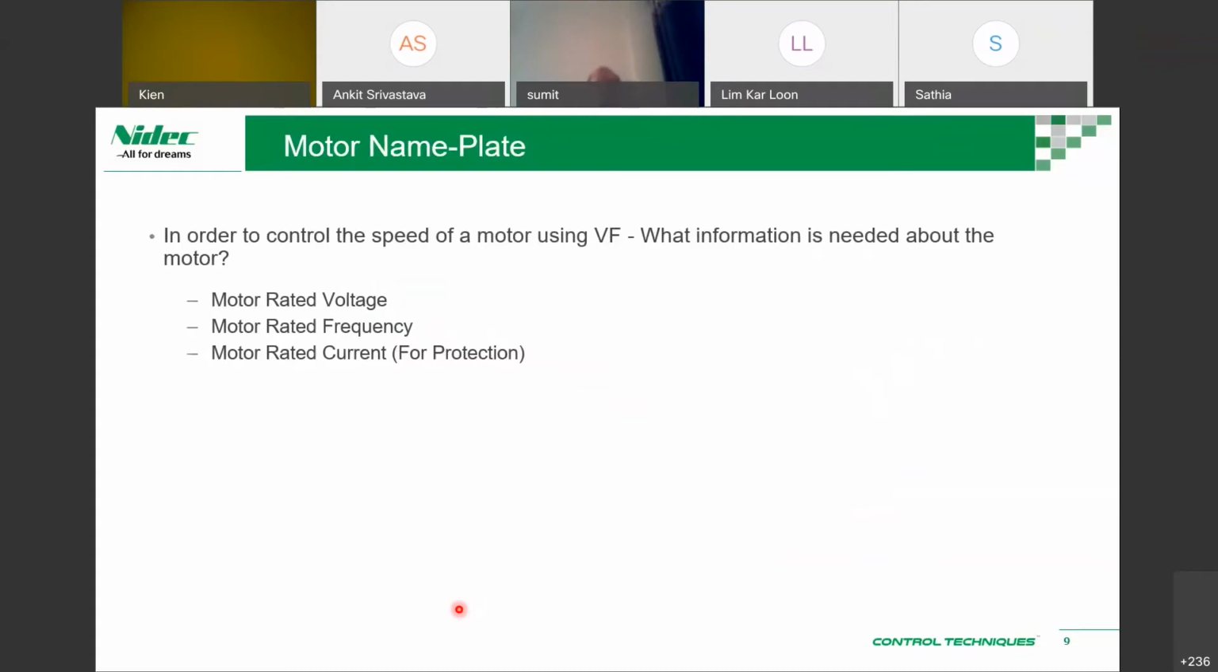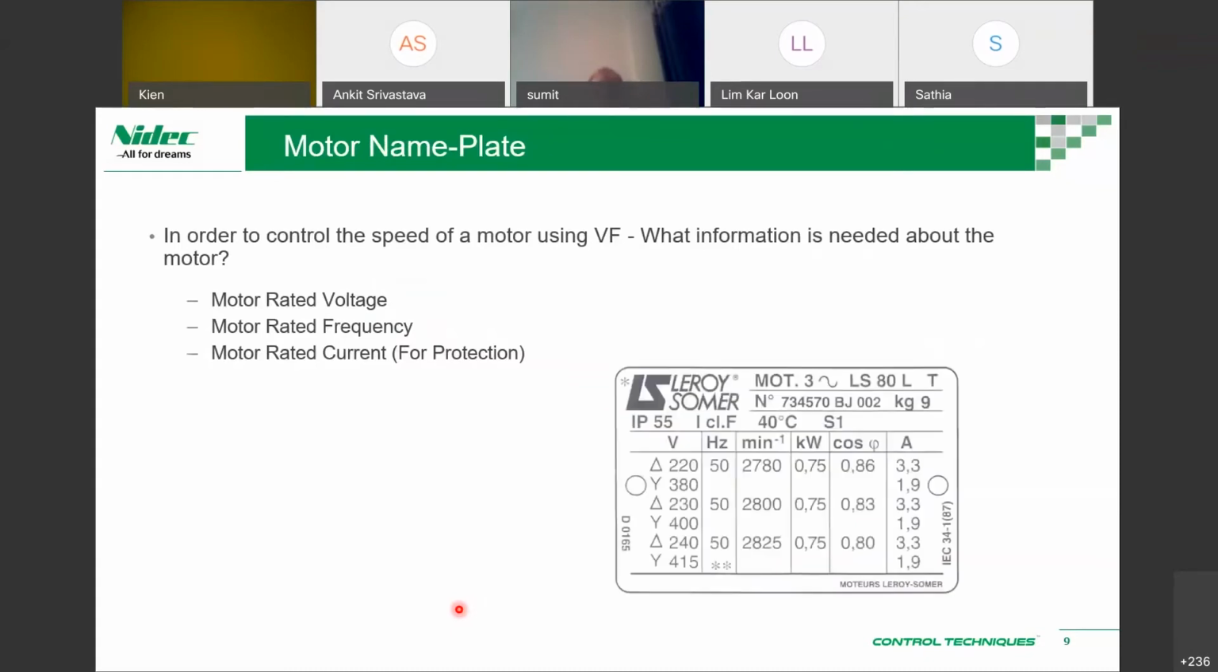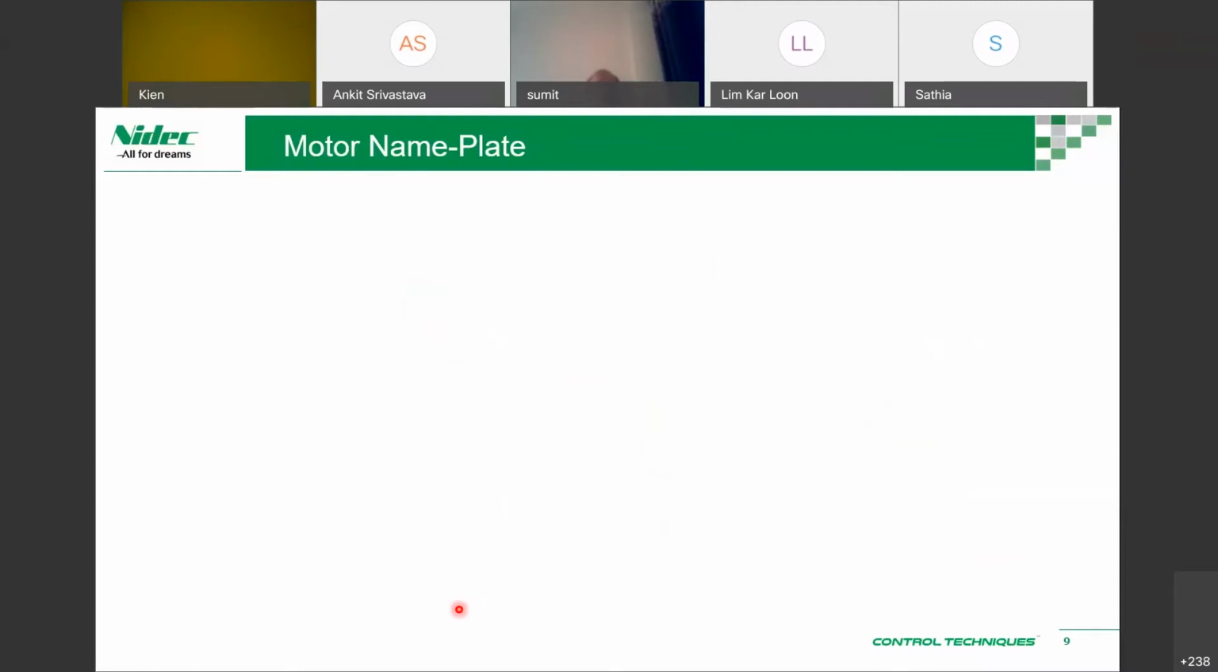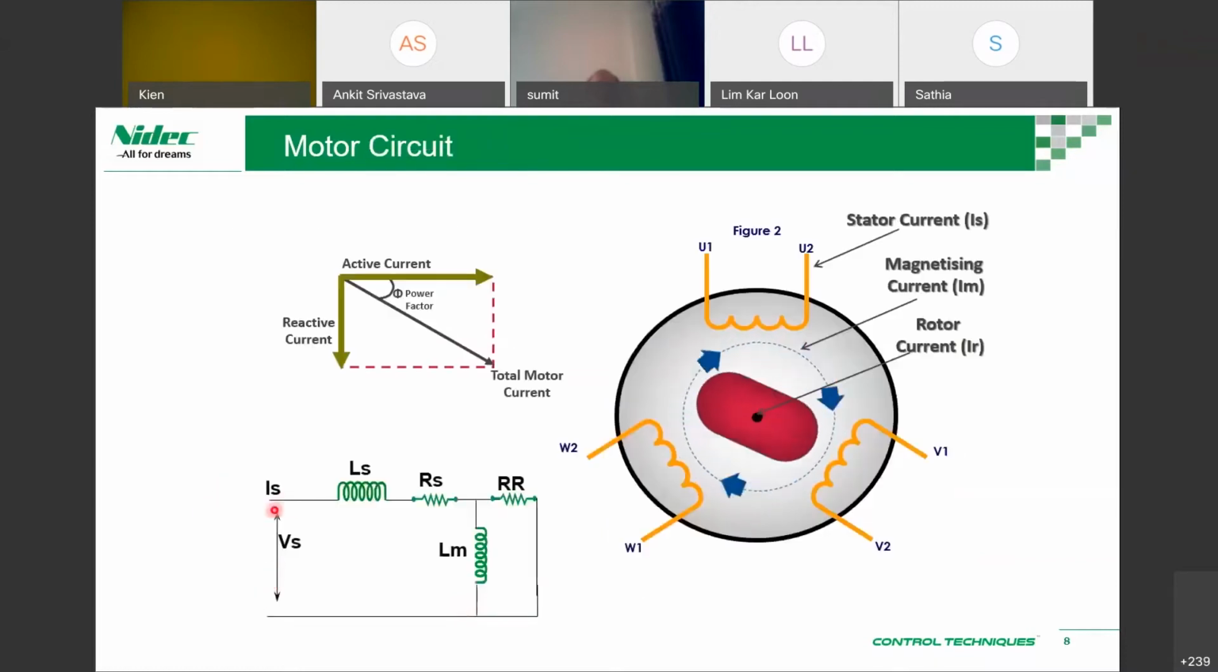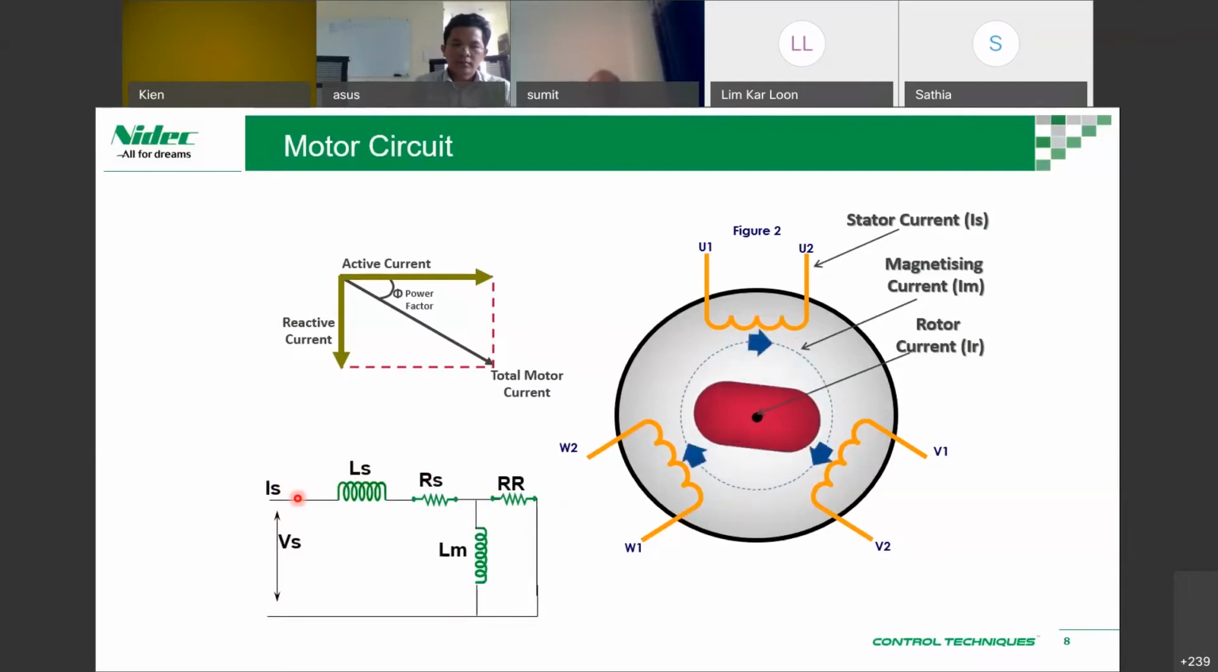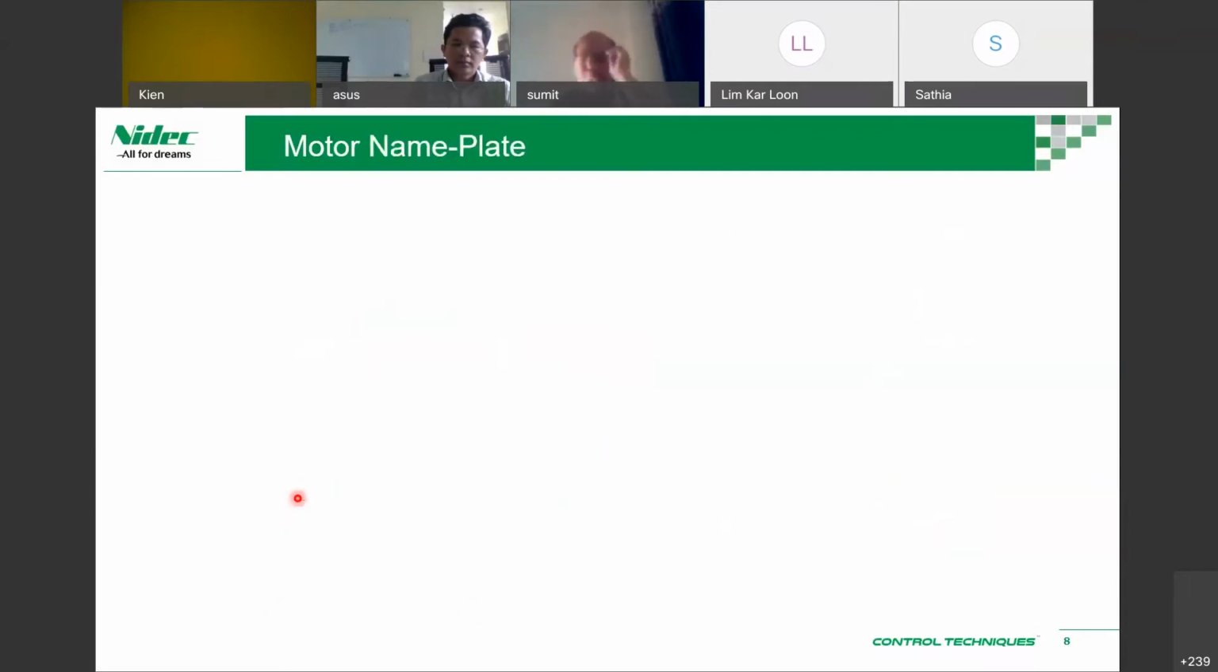So now we look at a typical nameplate. What do we need to know to control a motor? What we need is basically voltage. From our previous slide, we can see we supply voltage, then these impedances will determine how much current, and the current will determine how much torque we get from the drive or from the motor, and then the torque will reflect into mechanical power.